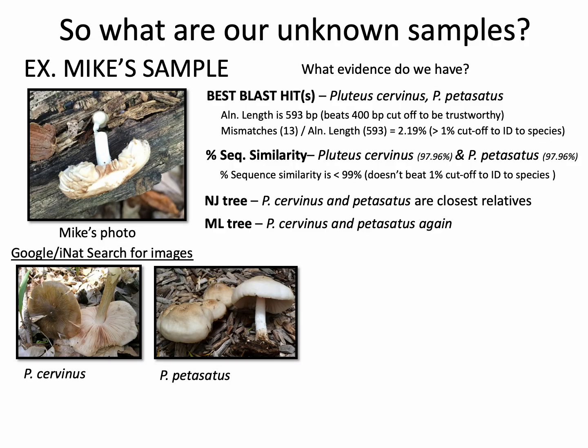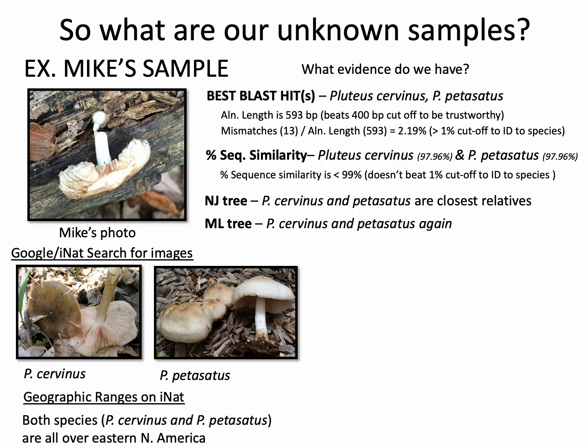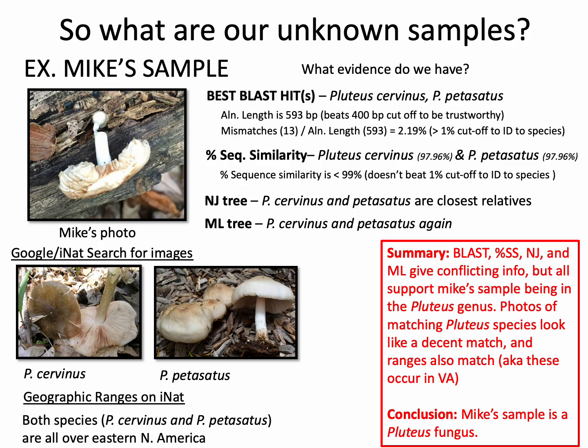Furthermore, if you Google search images of those two species, cervinus and pedicetus, this is what the images look like. And they look very similar to Mike's sample. So it's difficult, morphologically speaking, without a more expert level of knowledge, to tell which of those two it might be. So that doesn't help us discriminate further. Likewise, if we look at the known geographic ranges of P. cervinus and pedicetus, they're both all over eastern North America, so they're within the range of where we would have found them. So that doesn't help us eliminate either species.